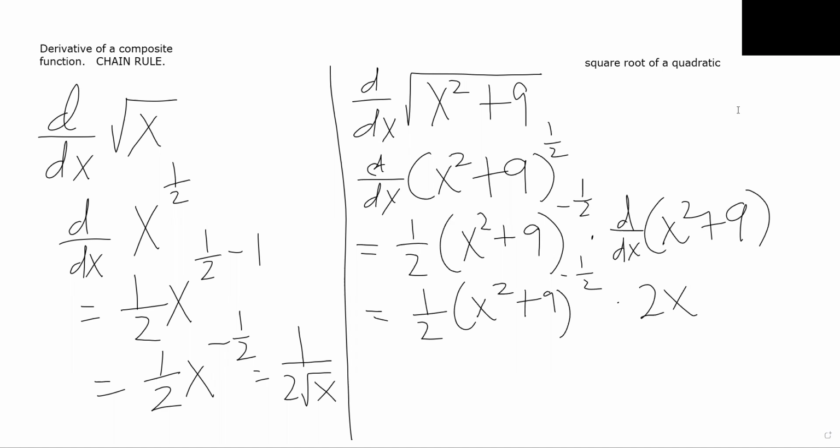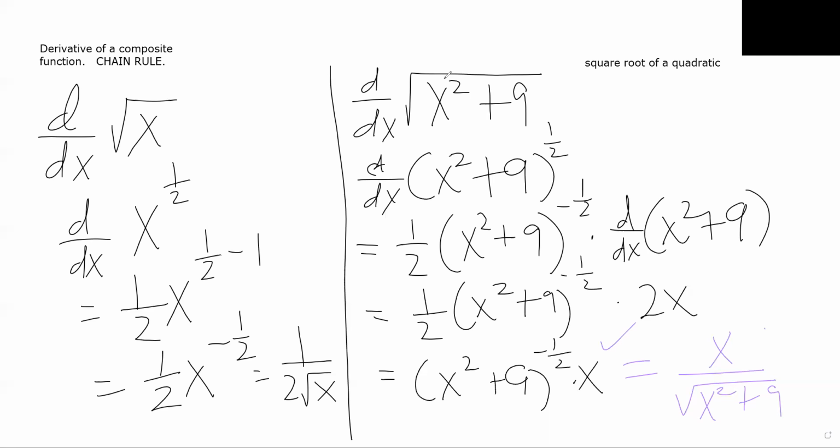Now, this isn't necessarily completely done. You might notice that we have 1/2 times 2. So you can take 1/2 of 2 and create this expression where it's going to be the quadratic raised to the negative 1/2 times x. And yes, even though you may not want to do it at this point, you can rewrite this expression as x over the square root of x squared plus 9. Either one of these expressions is correct and simplified.